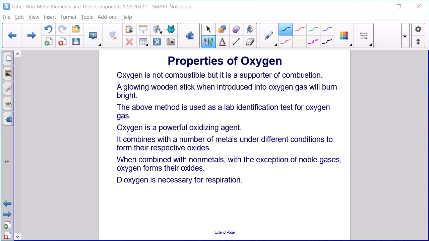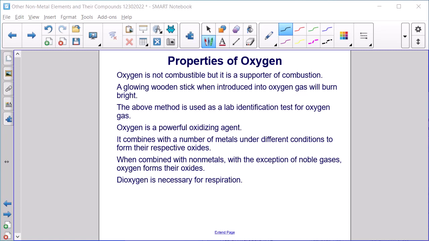Oxygen is not combustible, but it is a supporter of combustion. A glowing wooden stick, when introduced into oxygen gas, will burn bright. The above method is used as a lab identification test for oxygen gas.